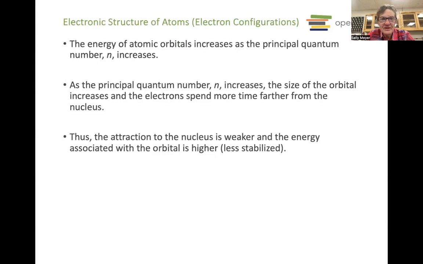So the energy of atomic orbitals increases as the principal quantum number increases. That's the n. And as the principal quantum number n increases, the size of the orbital increases, and the electrons spend more time further from the nucleus. So that goes along with what we learned with the Bohr model. The further the electron is from the nucleus, the more energy it has. It's more stable and lower in energy if it's closer to the nucleus. So the attraction to the nucleus is weaker, and the energy associated with the orbital is higher.